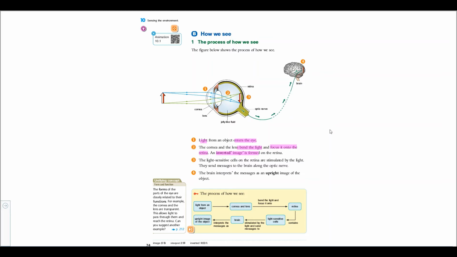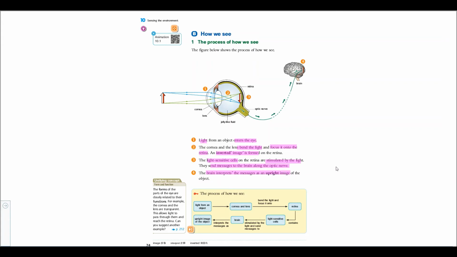Okay, when the inverted image is formed on the retina, then because there is light here, right? Remember when we talked about the sensory cells? So the sensory cells here, we have a name called the light sensitive cells. As suggested by the name, they are light sensitive, so they should be stimulated by light, as you have learned. So they will send a message to the brain along the optic nerve. So when an image is formed here, because there is light, the cells on the retina called light sensitive cells will be activated. So they are told, you start working, and then they will send the message to the brain through the optic nerve. And then the brain can interpret the message as an upright image.